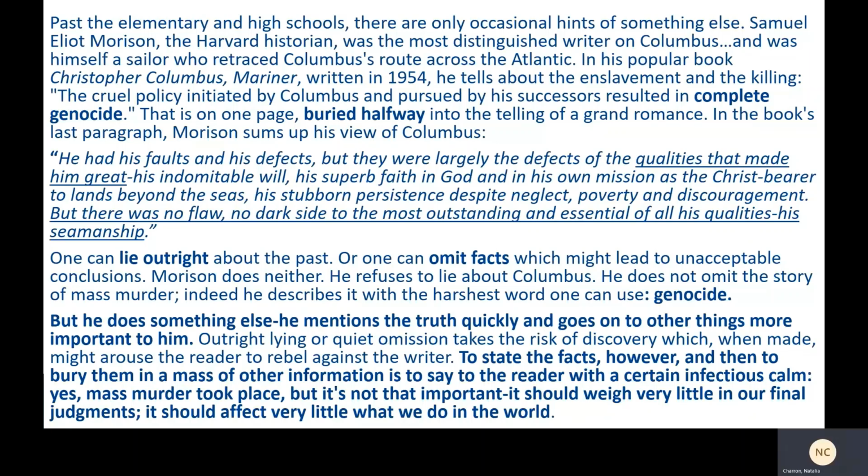Outright lying or quiet omission takes the risk of discovery, which, when made, might arouse the reader to rebel against the writer. To state the facts, however, and then to bury them in a mass of other information, is to say to the reader with a certain infectious calm, yeah, mass murder took place, but it's not that important. It should weigh very little in our final judgments. It should affect very little what we do in the world.